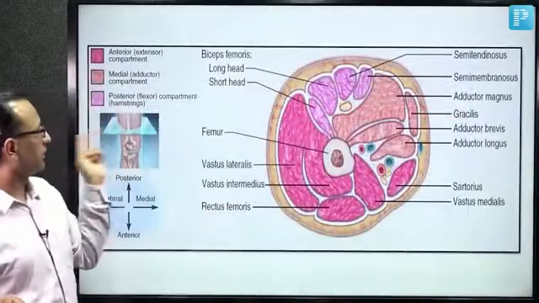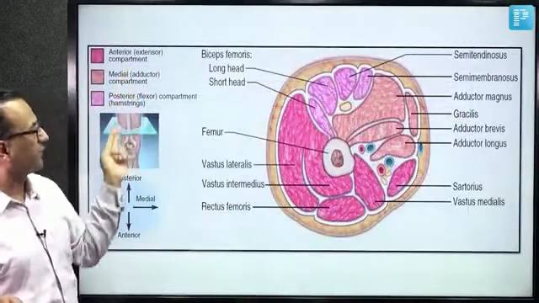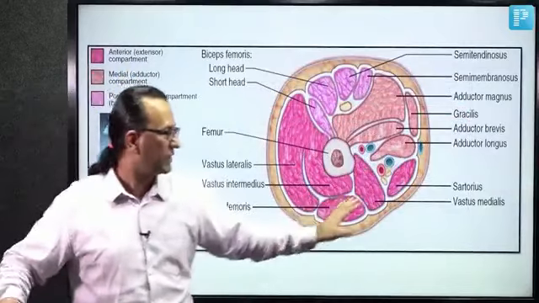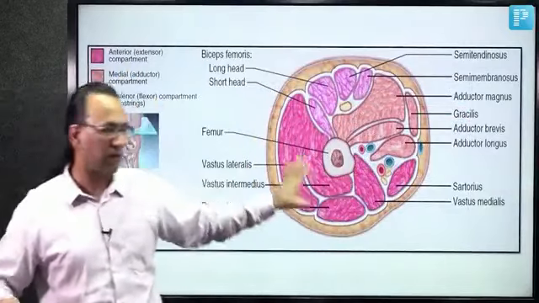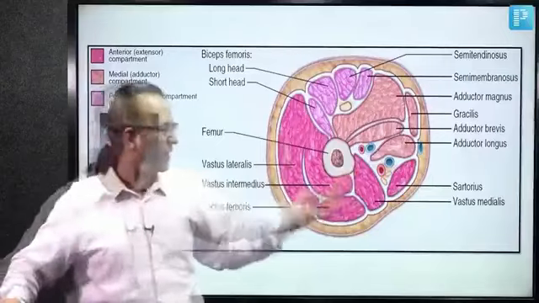As we take a transverse section of the right thigh, you will find there are three compartments, as we already mentioned. Anteriorly, we have the quadriceps femoris, one rectus and three vasti muscles.